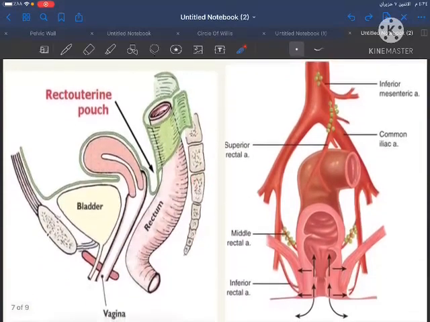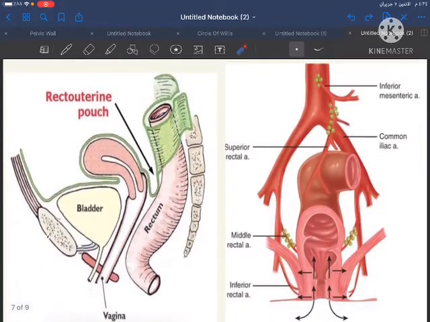So what are the structures in front of the rectum in the female? In the female, there is the rectouterine pouch located anteriorly with the vagina, in addition to the coils of the ileum and sigmoid colon.